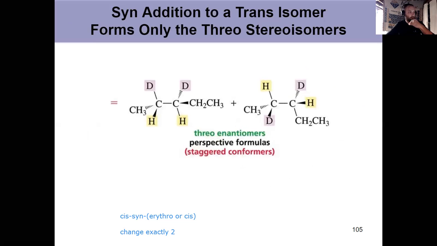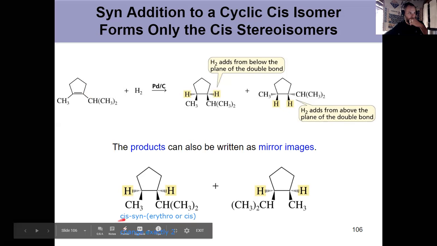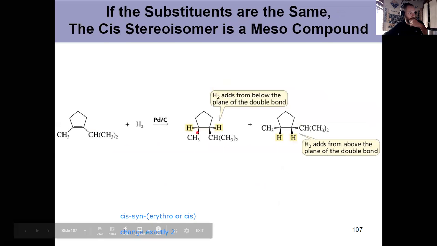Okay. So here's a continuation of what we were already talking about. Here is an example where the things are cyclic. Okay, so I have an alkene as part of a ring here, in the cyclopentene. If I undergo a syn addition to something that was cyclic in cis, the products are cis. Okay, so cis, syn, cis. If the substituents are the same, again, you get a meso compound.